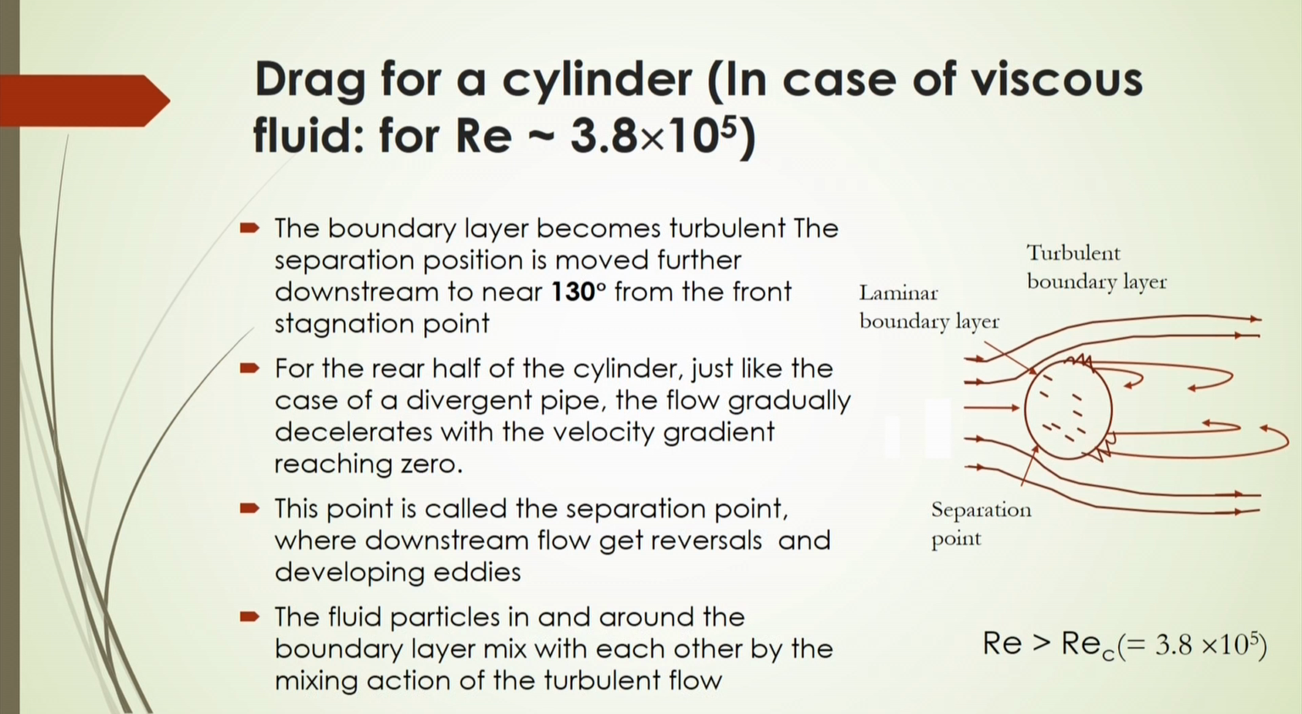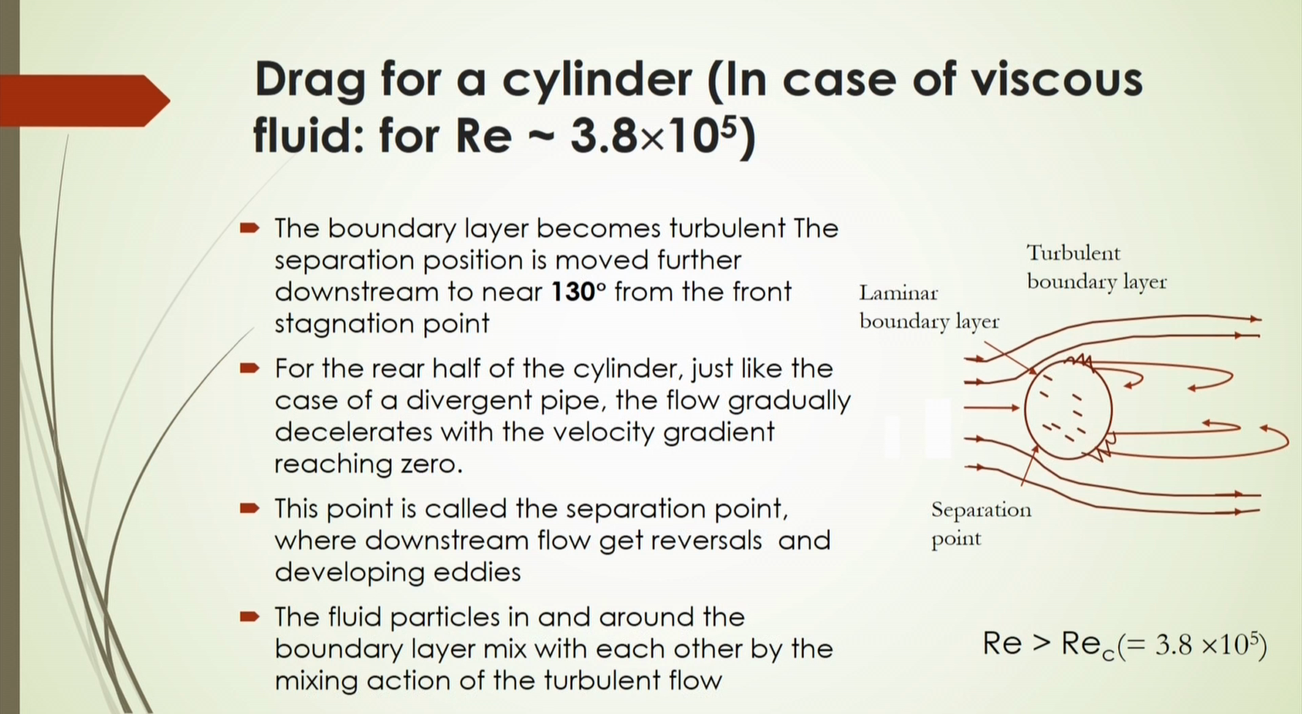And for the rear half of the cylinder, just like the case of a divergent pipe, if you consider the flow, it gradually decelerates with the velocity gradient reaching 0. The point where this velocity gradient reaches 0 is called the separation point, where the downstream flow gets reversed and eddies develop. The fluid particles in and around the boundary layer will mix with each other by the mixing action of the turbulent flow there.